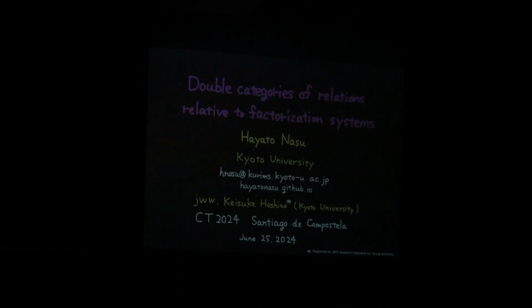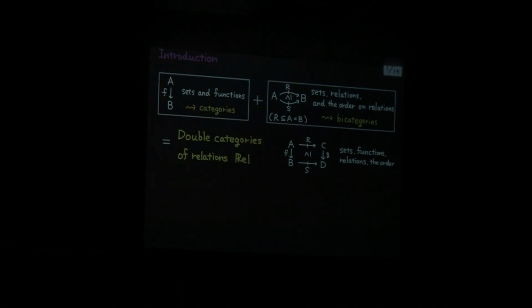Today I'd like to tell you how the language of double categories can help us understand relations relative to factorization systems. As you probably know, double categories have two kinds of arrows, which enables us to deal with functions and relations in a single structure, rather than separately having the category of functions and the bicategory of relations. In this sense, the double category of sets, functions, and relations is our prototype.